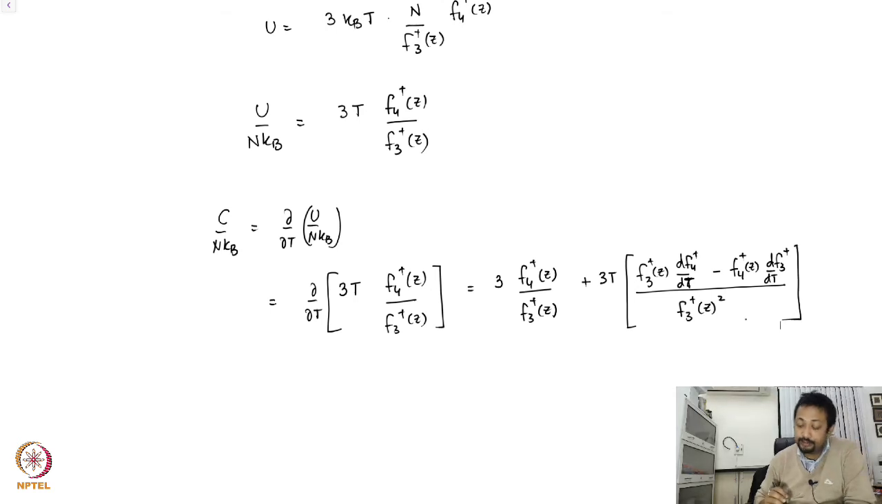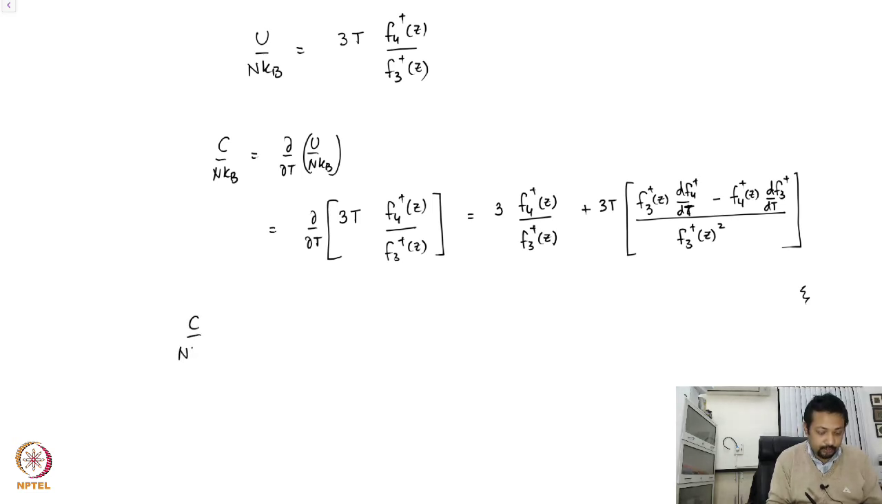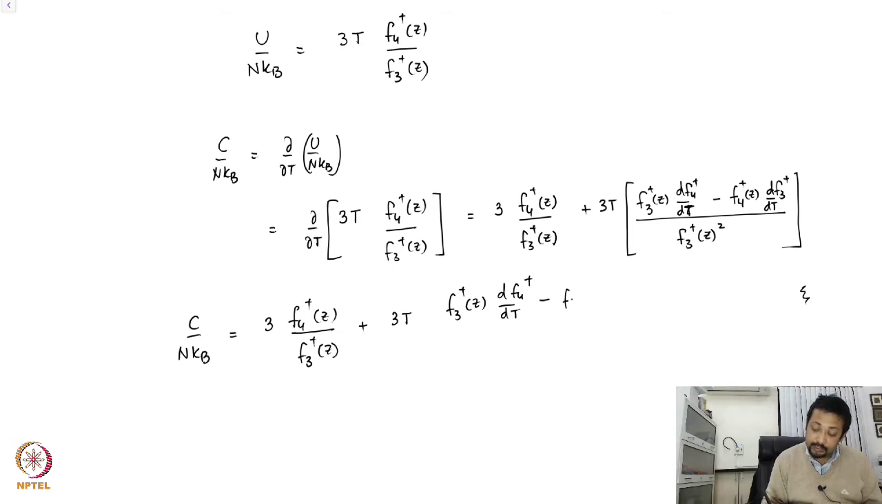Let's be careful with this to see whether everything is consistent now. So that C over NkB is going to be 3 F4 plus of Z over F3 plus of Z plus 3 times T times F3 plus of Z dF4 plus of Z dT minus F4 plus of Z dF3 plus of Z dT, divided by F3 plus of Z square.